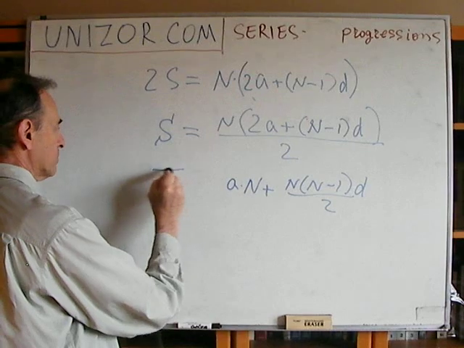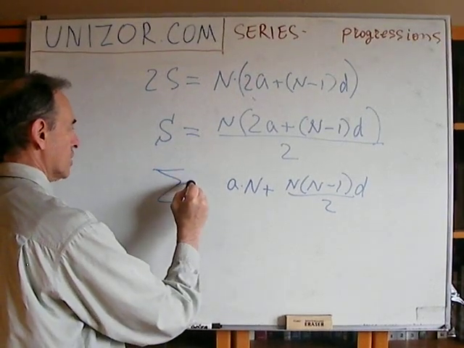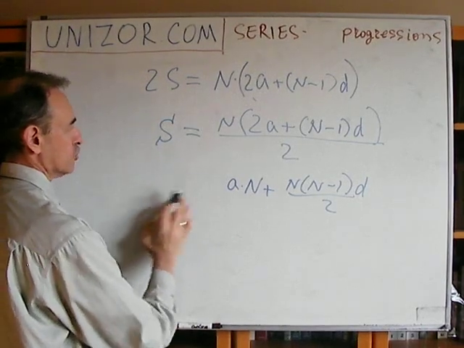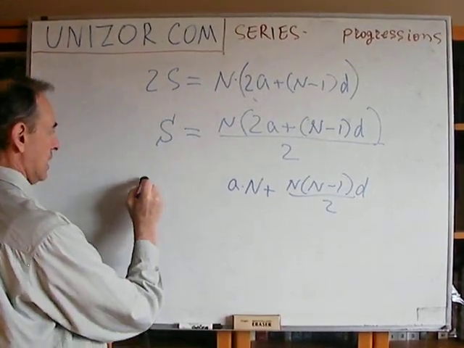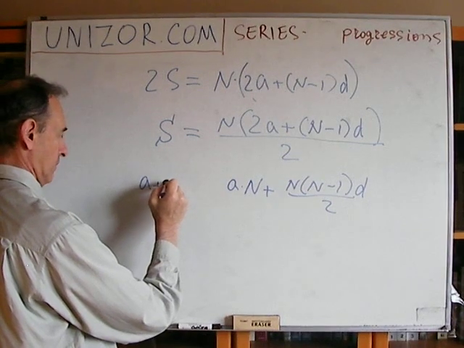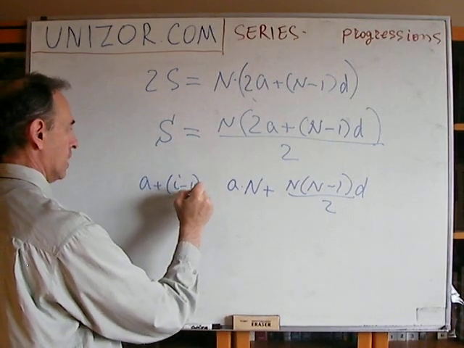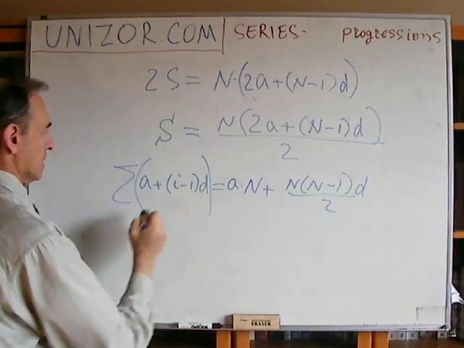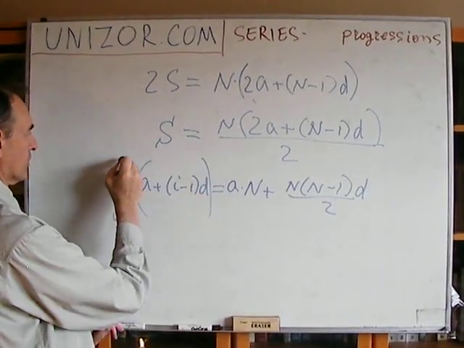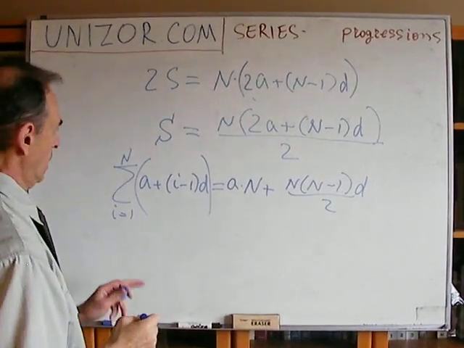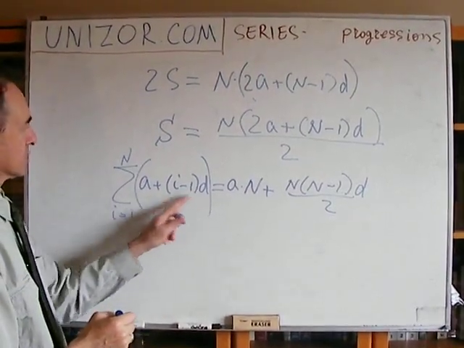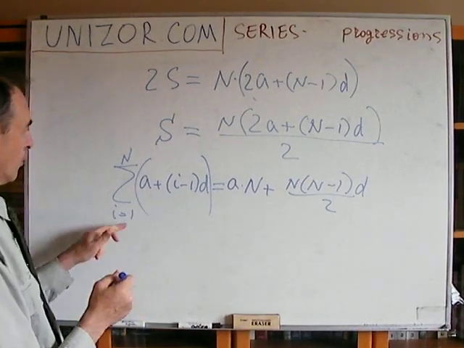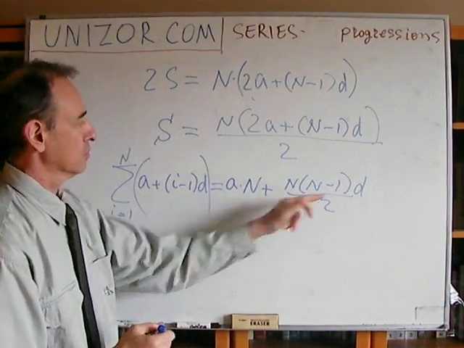And this is, let me just use the summation in this case. My generalized element is a plus (i minus 1) d. So I'm summing this up with i going from 1 to n. So the sum of all elements which look like this, where i is an index changing from 1 to n, is equal to this formula.